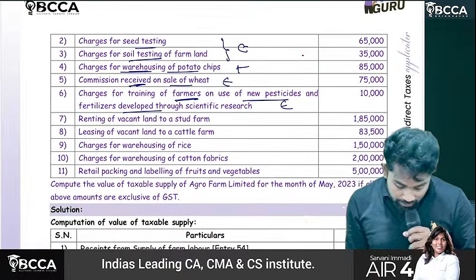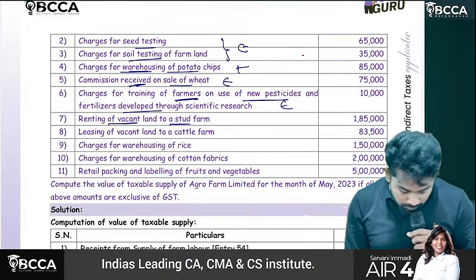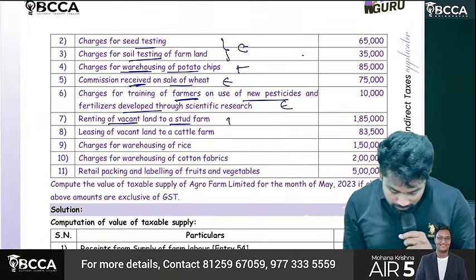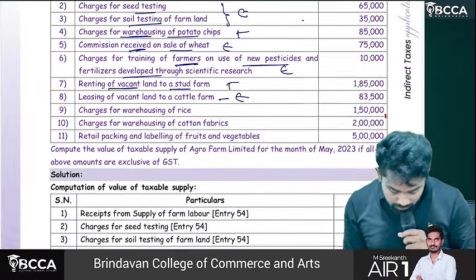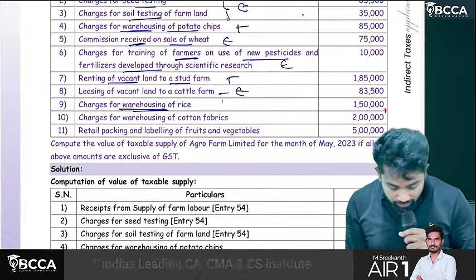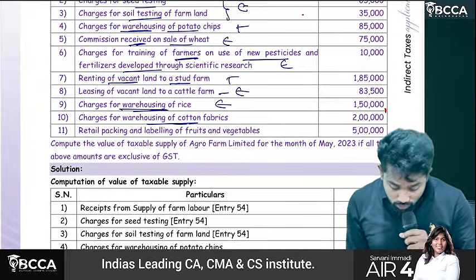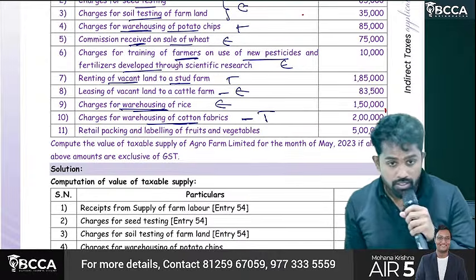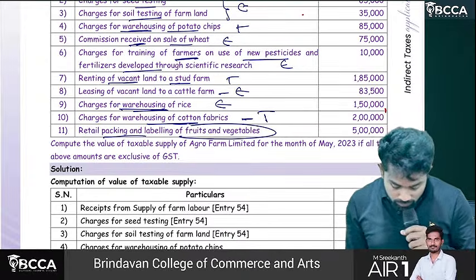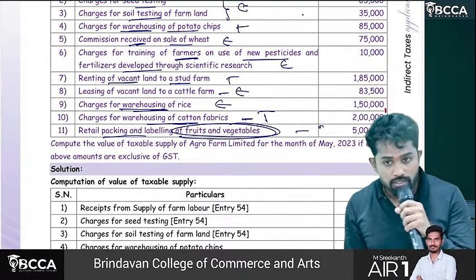Then renting of vacant land to a stud farm, sir. Sir, to a stud farm, not taxable, but to a cattle farm, exempted. Charges for warehousing of rice, exempted. But warehousing of cotton fabrics, taxable. Then retail packing and labeling of fruits and vegetables, those are also exempted.